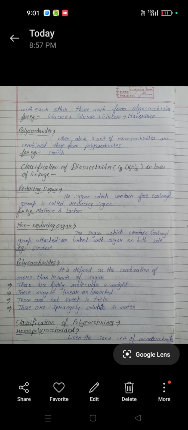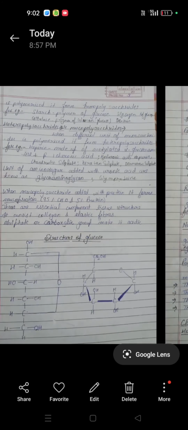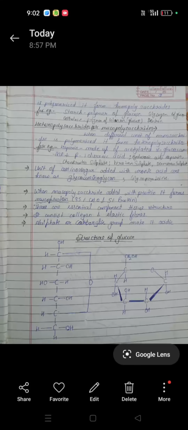Polysaccharides are classified into homopolysaccharides and heteropolysaccharides. First of all, we will discuss homopolysaccharides. When the same unit of monosaccharide is polymerized, it forms homopolysaccharides. For example, starch is a polymer of glucose. Glycogen is a polymer of glucose. Cellulose is a polymer of glucan.